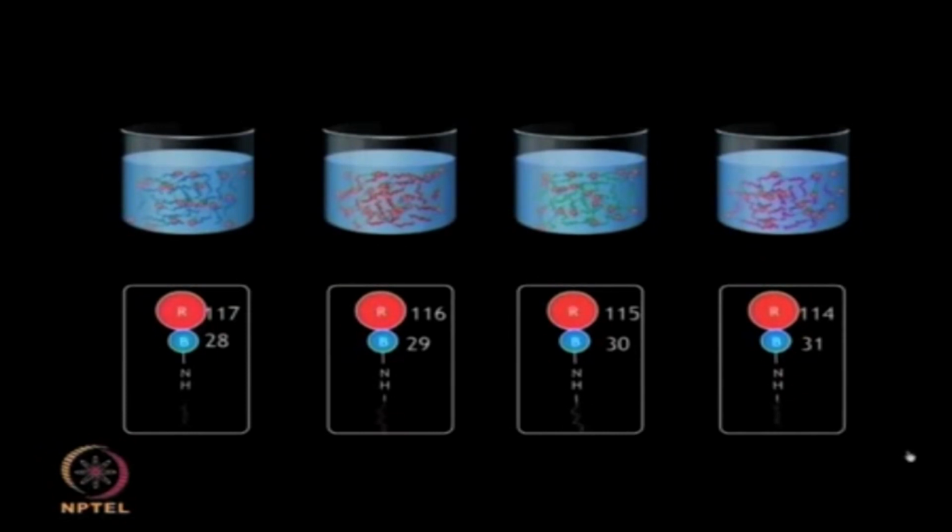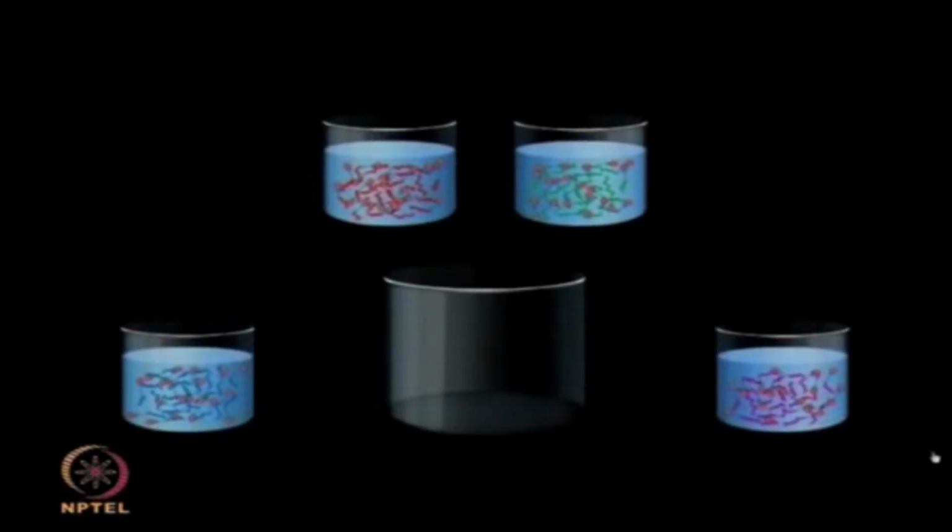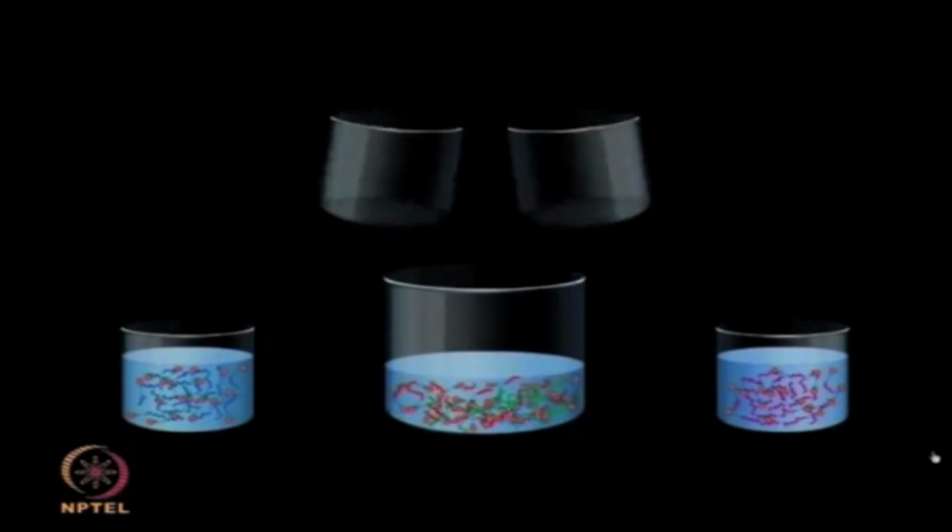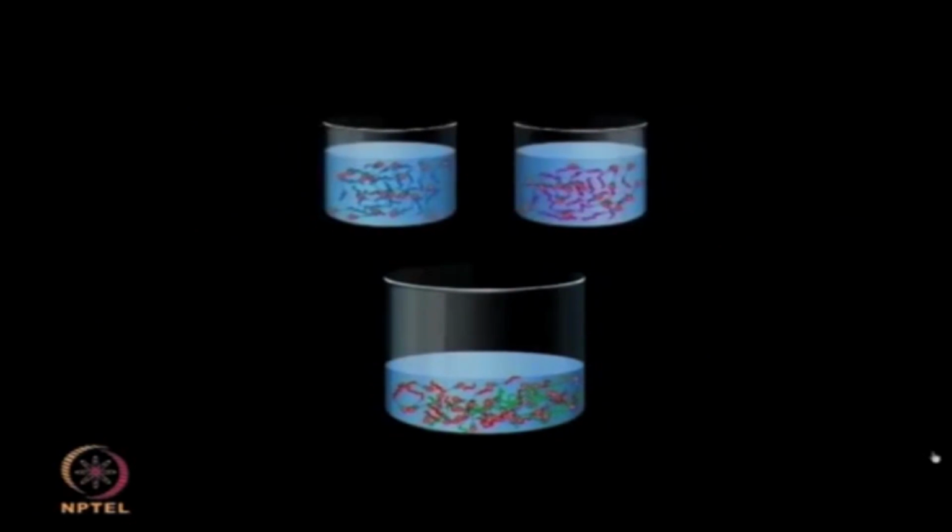As you can see in these animations, in the first sample the reporter group is 117 and the balancer group 28; in the second sample, reporter group 116 and balancer group 29; in the third sample, reporter group 115 and balancer group 30; in the fourth, reporter group 114 and balancer group 31, overall 145 Dalton. This method has now been further improved to allow labeling of 8 samples simultaneously, although we are just showing here the 4-plex experiment.